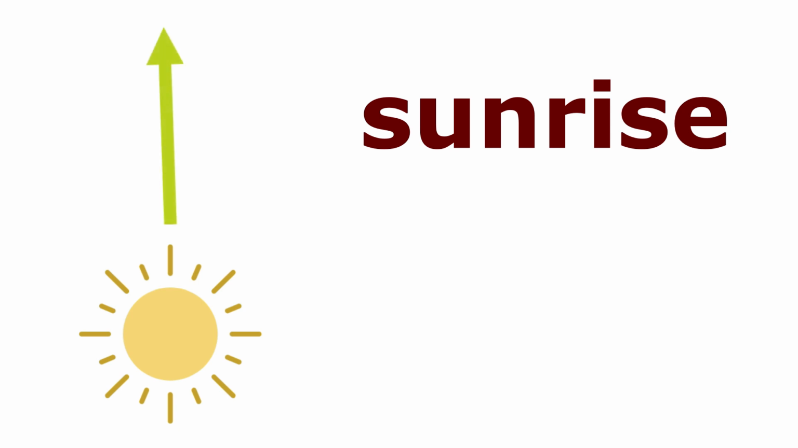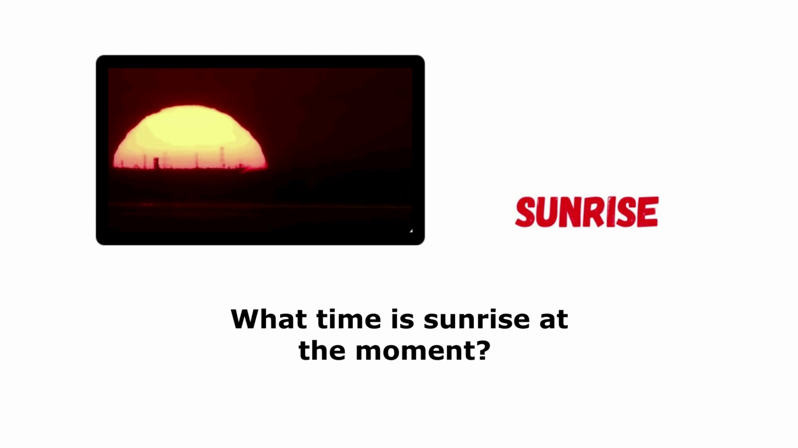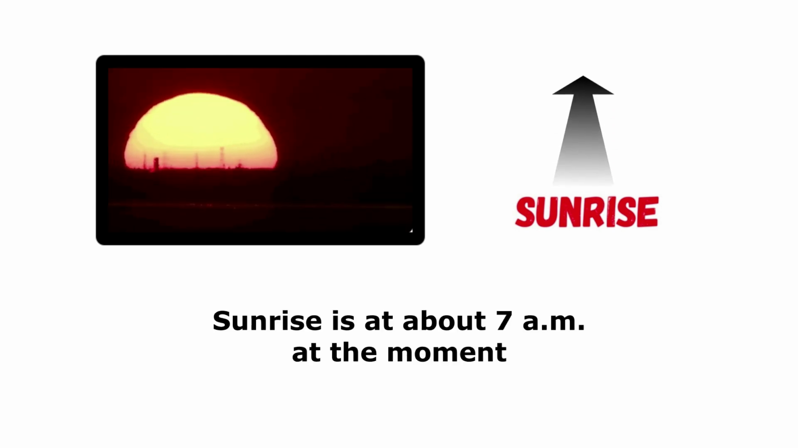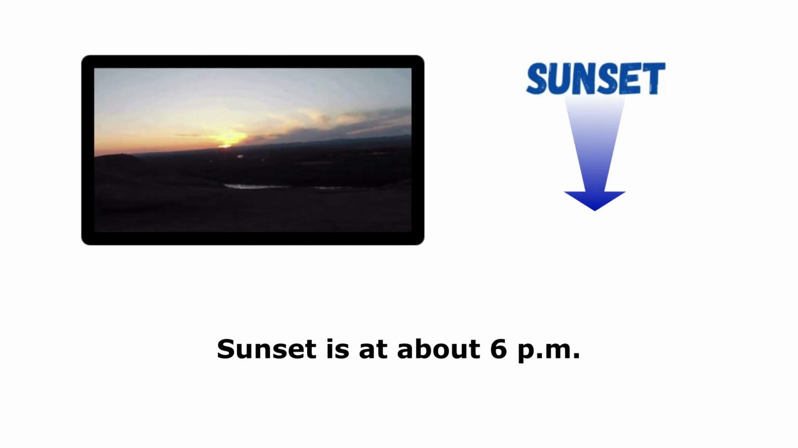Sunrise. Sunset. What time is sunrise at the moment? Sunrise is at about 7 a.m. at the moment. And what time is sunset? Sunset is at about 6 p.m.